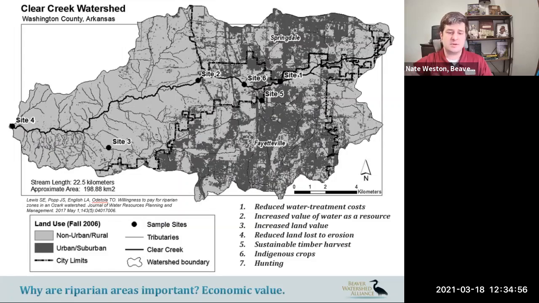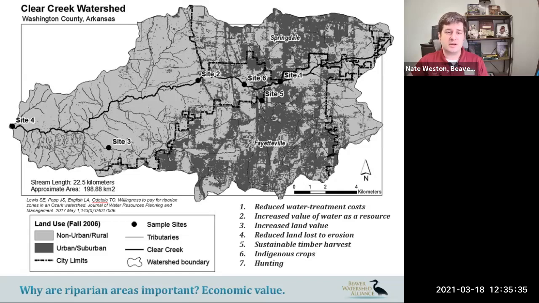Some economic benefits to incorporating riparian areas are several features that have economic value. So this was a study done in the Clear Creek Watershed in Washington County, Arkansas, just on the west side of our watershed, west side of Fayetteville. And they were studying land value impact with riparian corridors that were implemented. What they found were people were much more interested and much more willing to pay higher property values in real estate with those green spaces nearby. That's just one thing. Reduced water treatment costs.